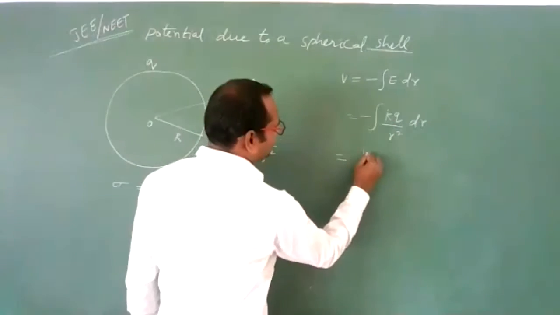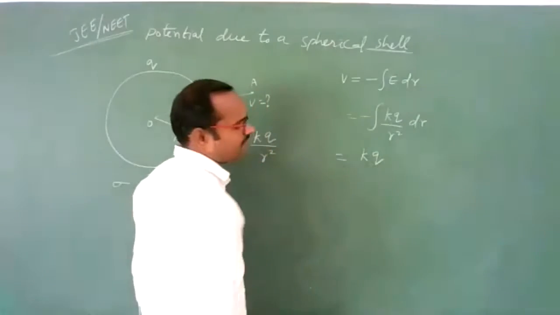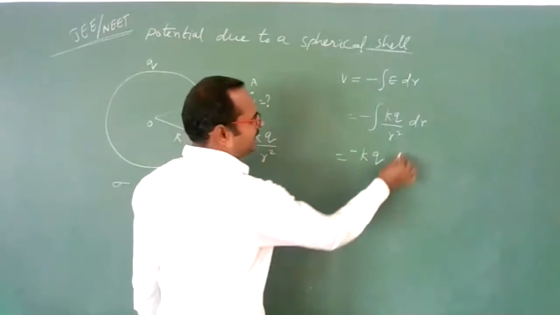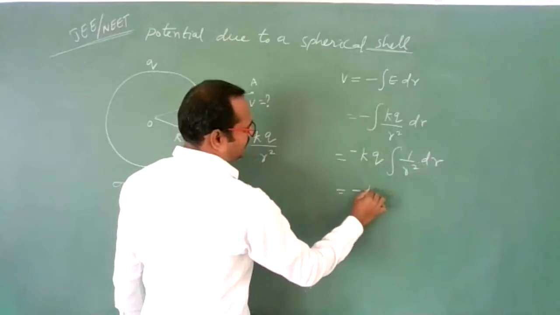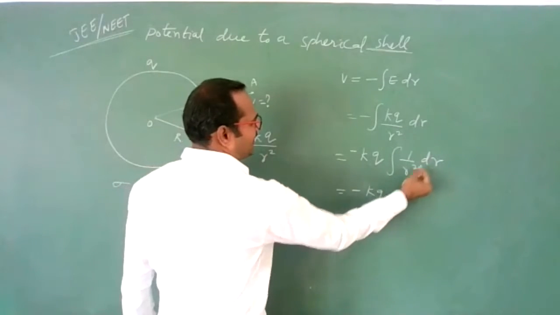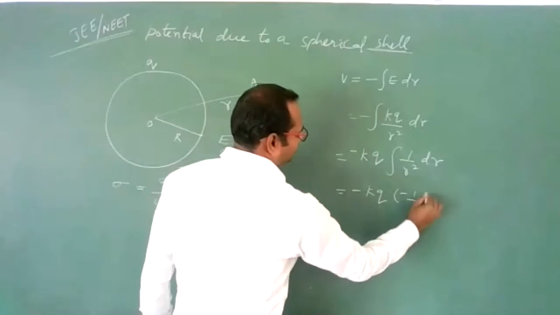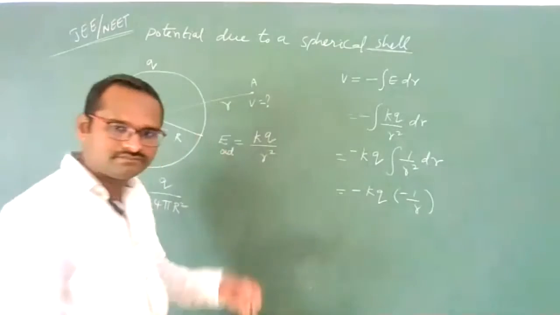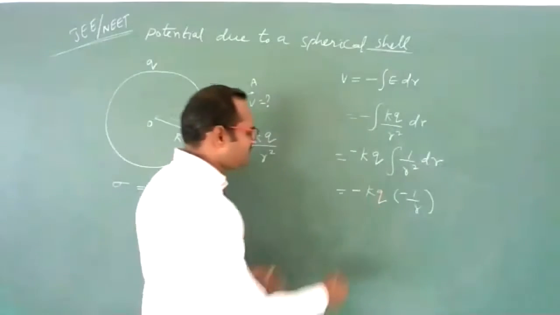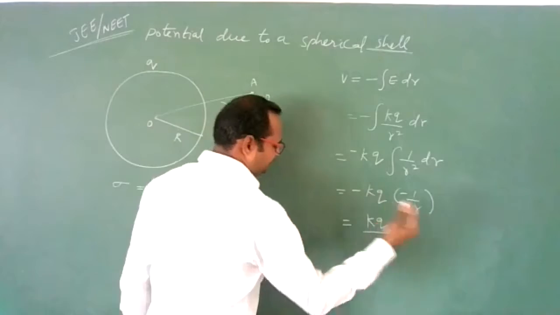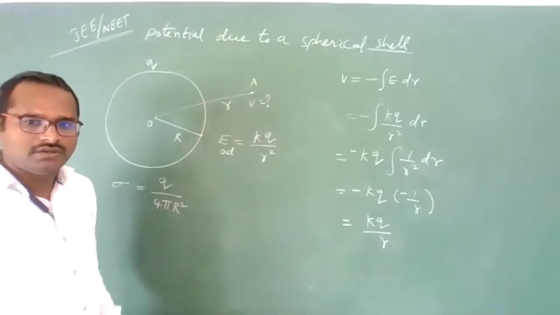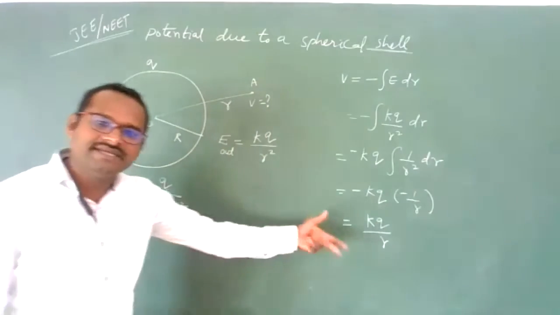Now k is constant, it will come out. Q is constant, it will come out. Minus is there already. Integration of 1 by r square dr. Now minus kq into integration of 1 by r square dr is minus 1 by r. You know this one. Minus of minus will become plus, which means it will become kq by r.